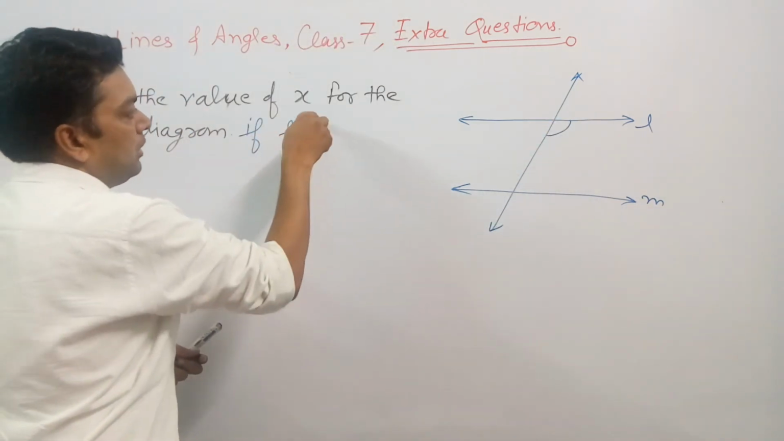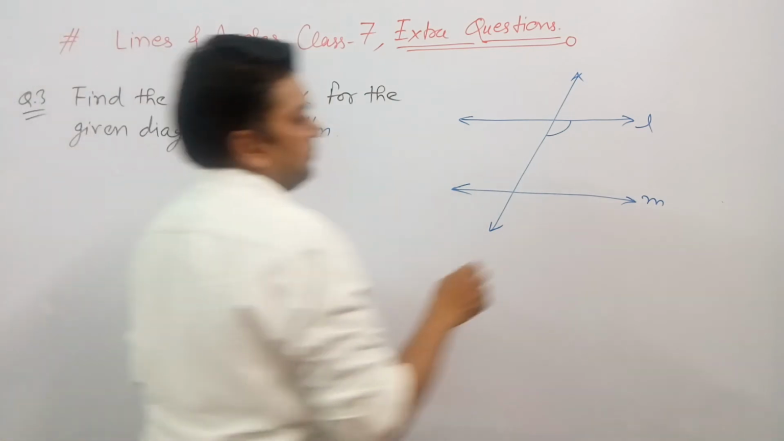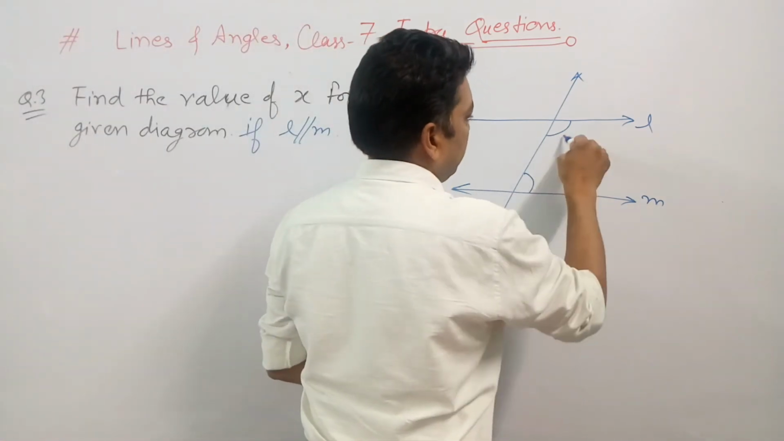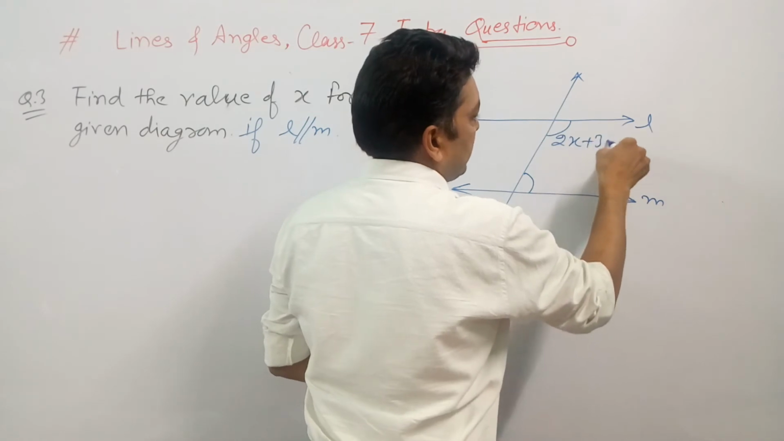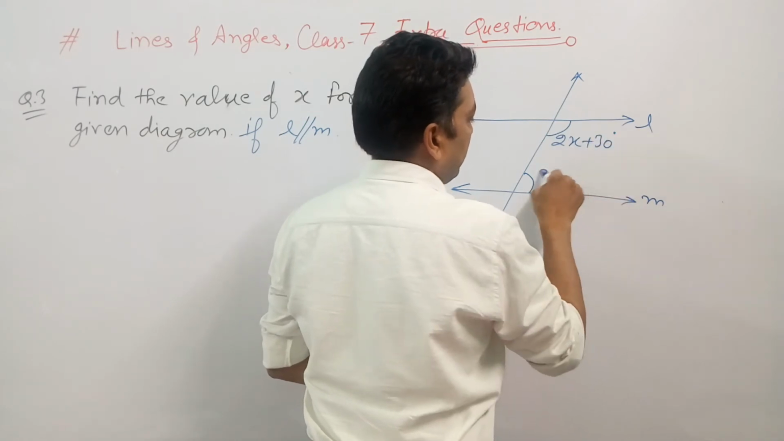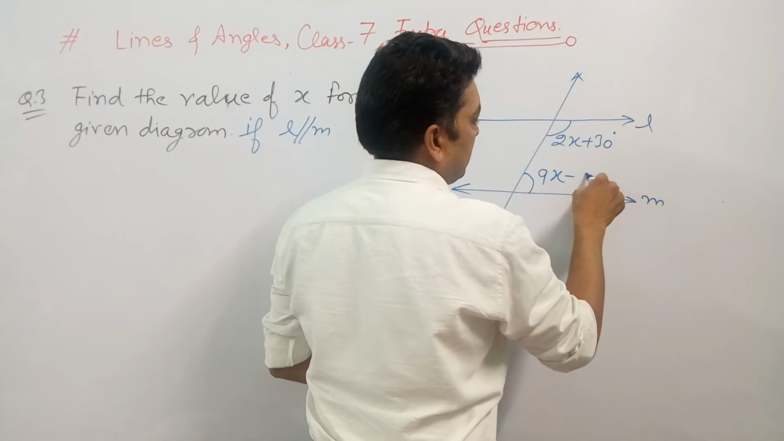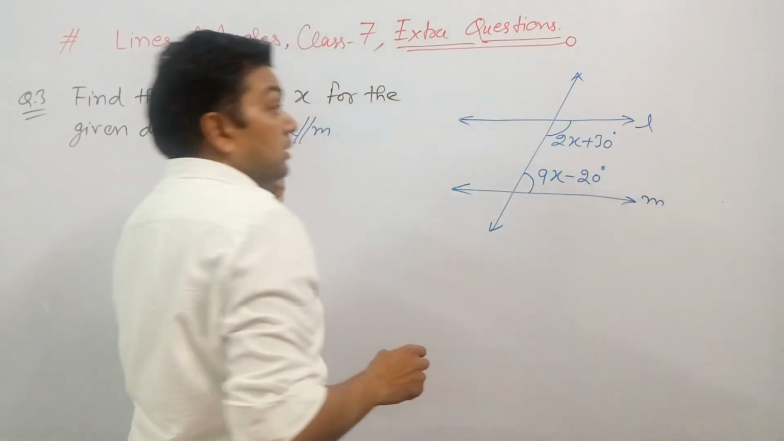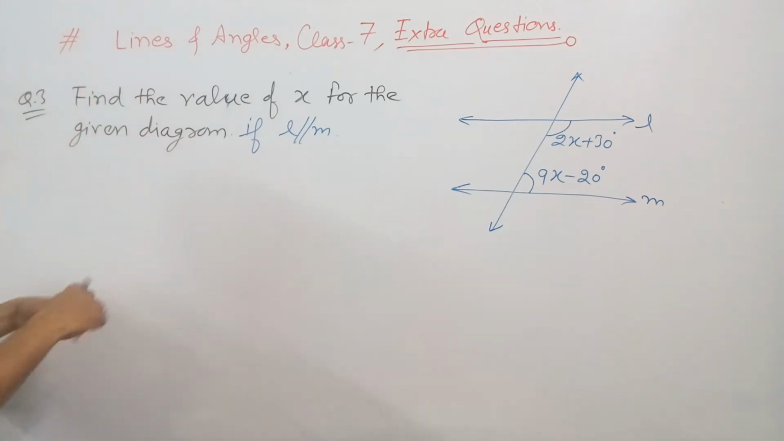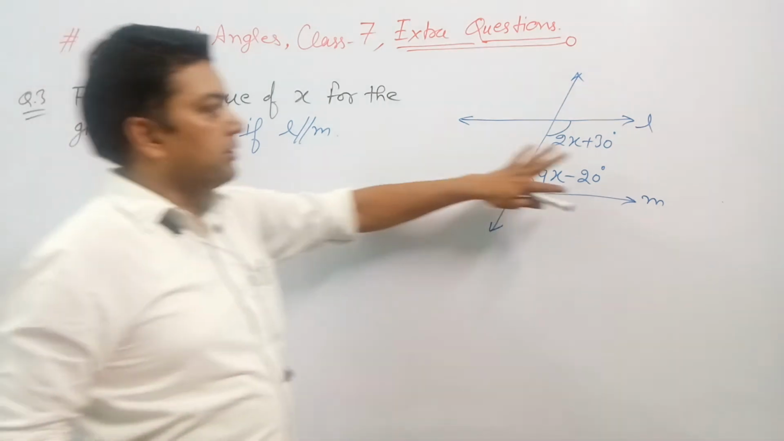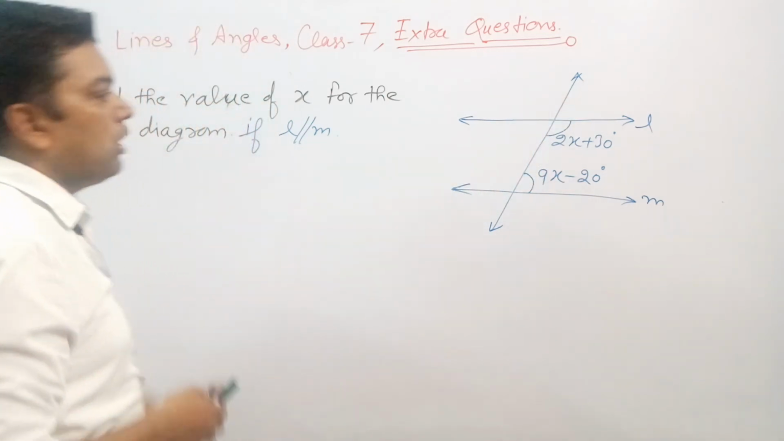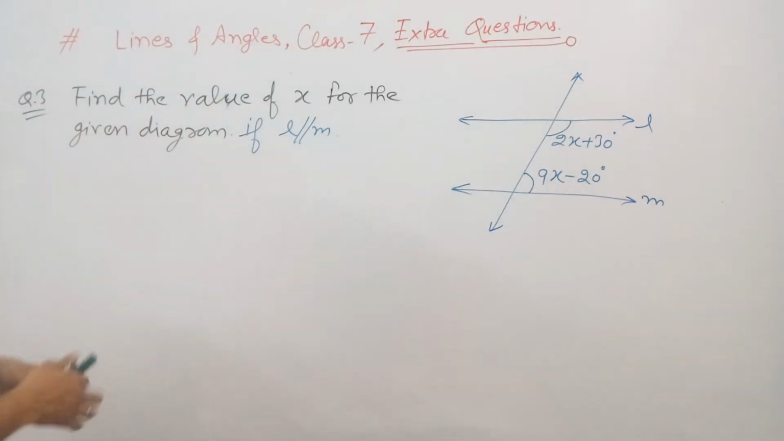If L is parallel to M, with angles 2x plus 30 degrees and 9x minus 20 degrees, find the value of x for this condition. These are the two angles in between the parallel lines. What should be the value? How to find the value of x for this question?